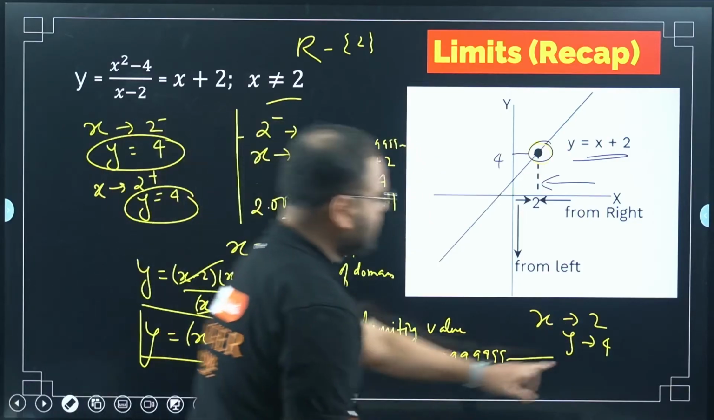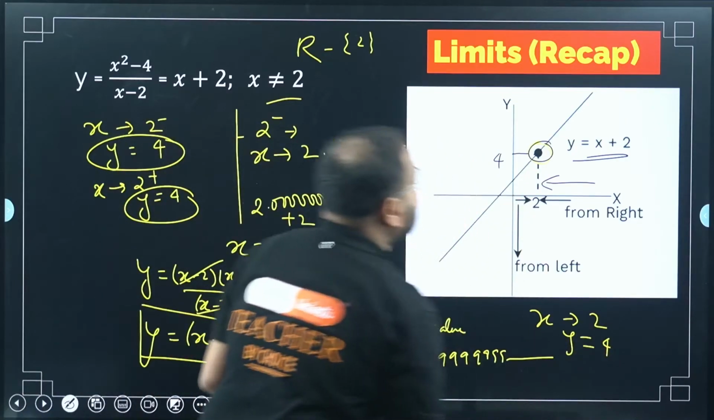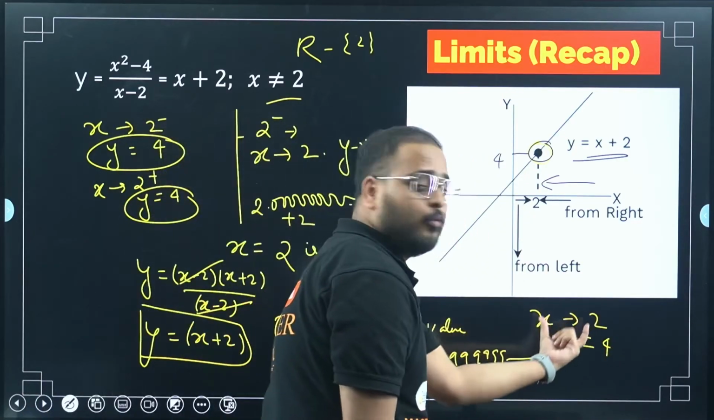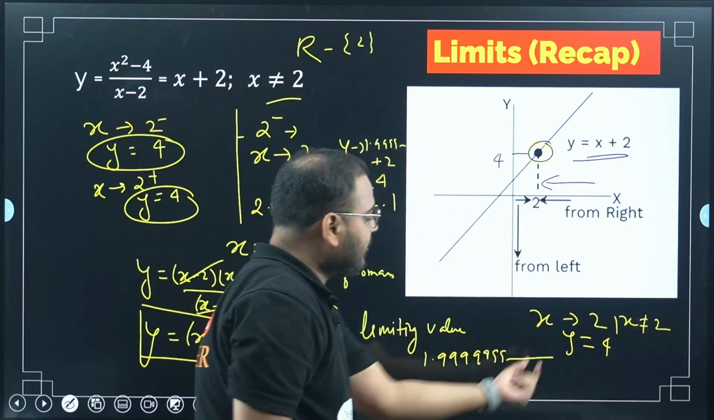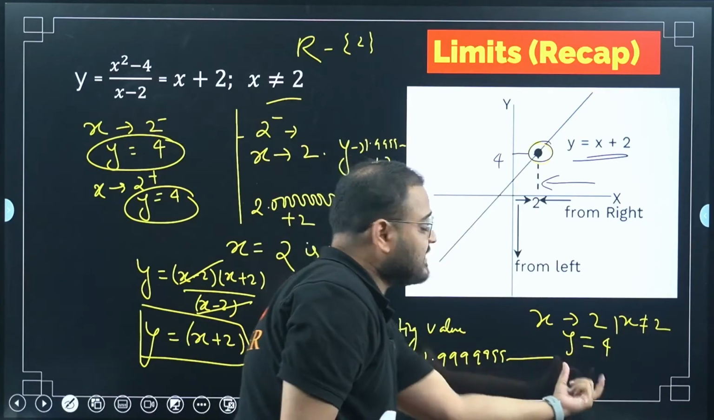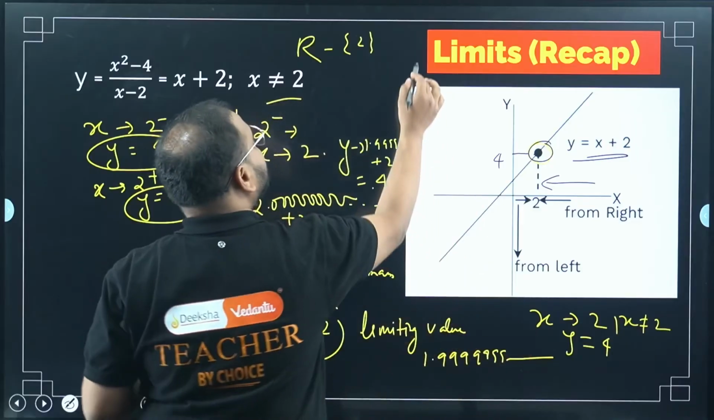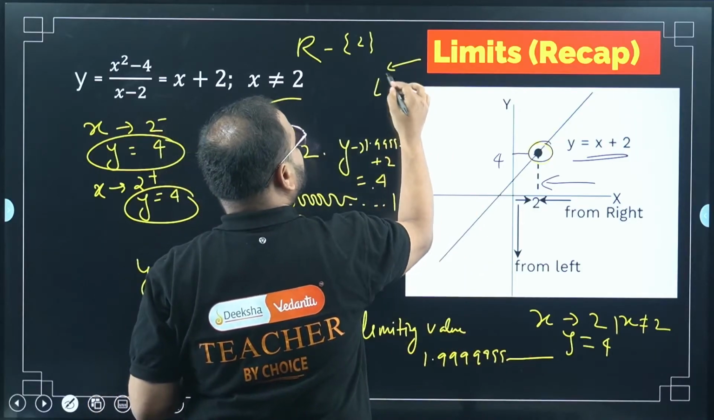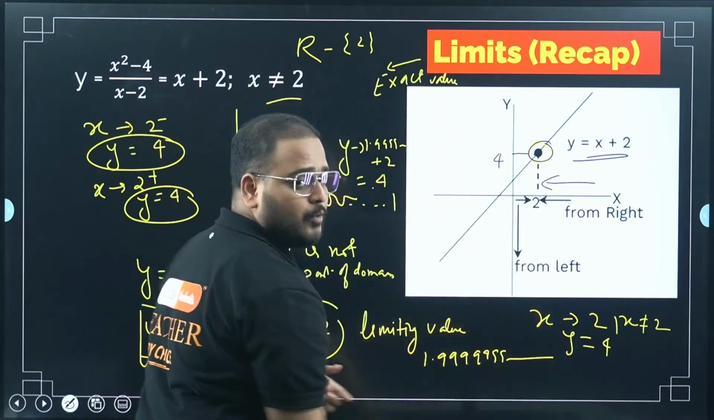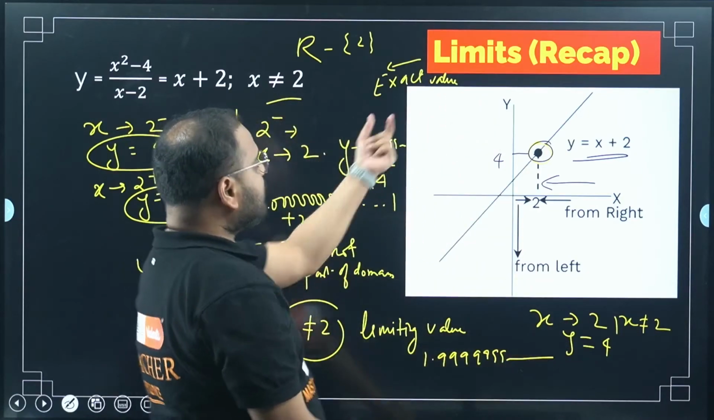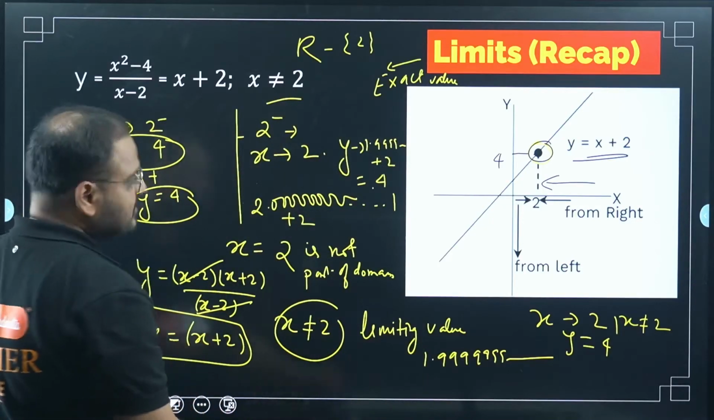Why is that true? Because limit always gives us the exact value. When x is tending to 2, this means that x is actually not equal to 2. But when I say the limit is 4, it means y is actually equal to 4. So even though I am not able to reach that x value, the limit gives us the exact value. Always remember this. It will not be a tending value. It will always give you the exact value. All right, so far, if you have to summarize, I'll summarize it later.